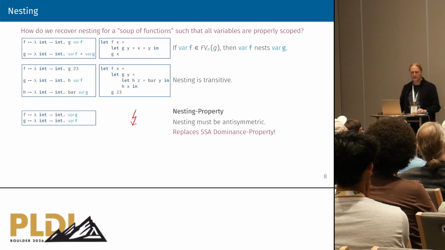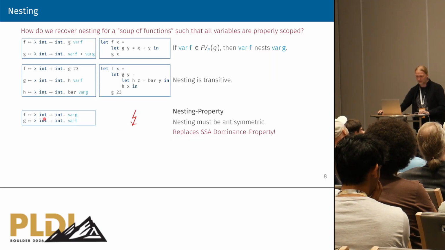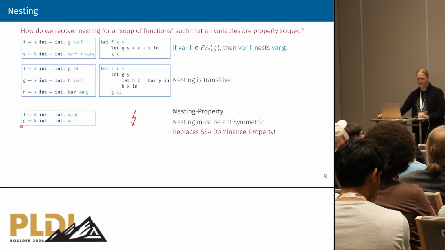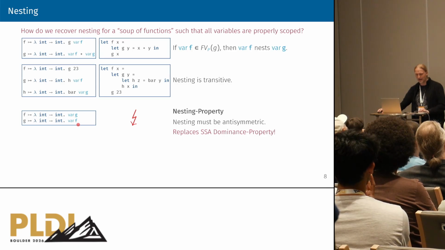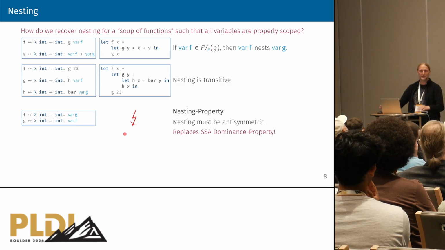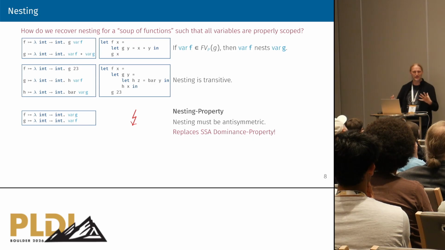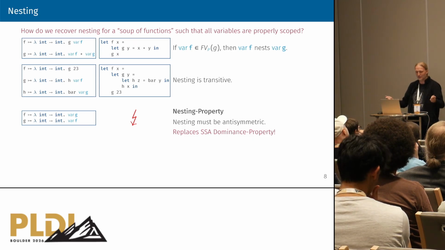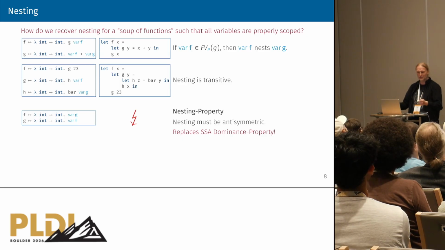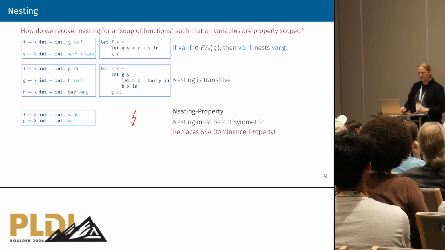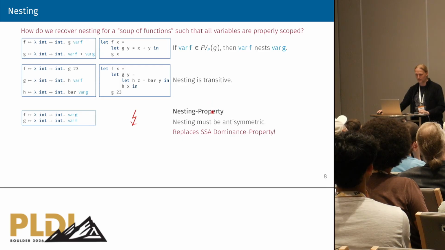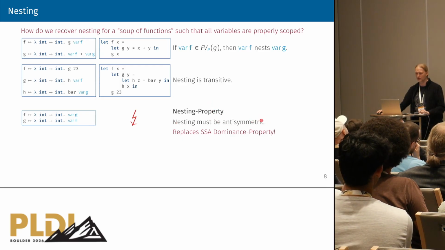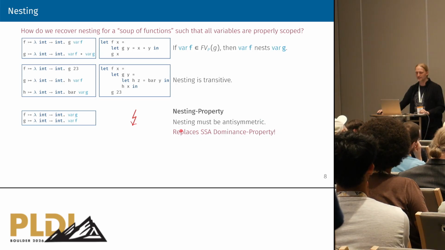Syntactically, we can write down nonsensical programs. For example, we can have a program f that uses the variable of g, and a function g that uses the variable of f. And this is nonsense, right? We can't come up with some kind of scoping, nesting. We can't translate that to OCaml because we have this contradiction here. And this is the nesting property. Nesting must be antisymmetric. And this replaces the classic SSA dominance property in our framework.